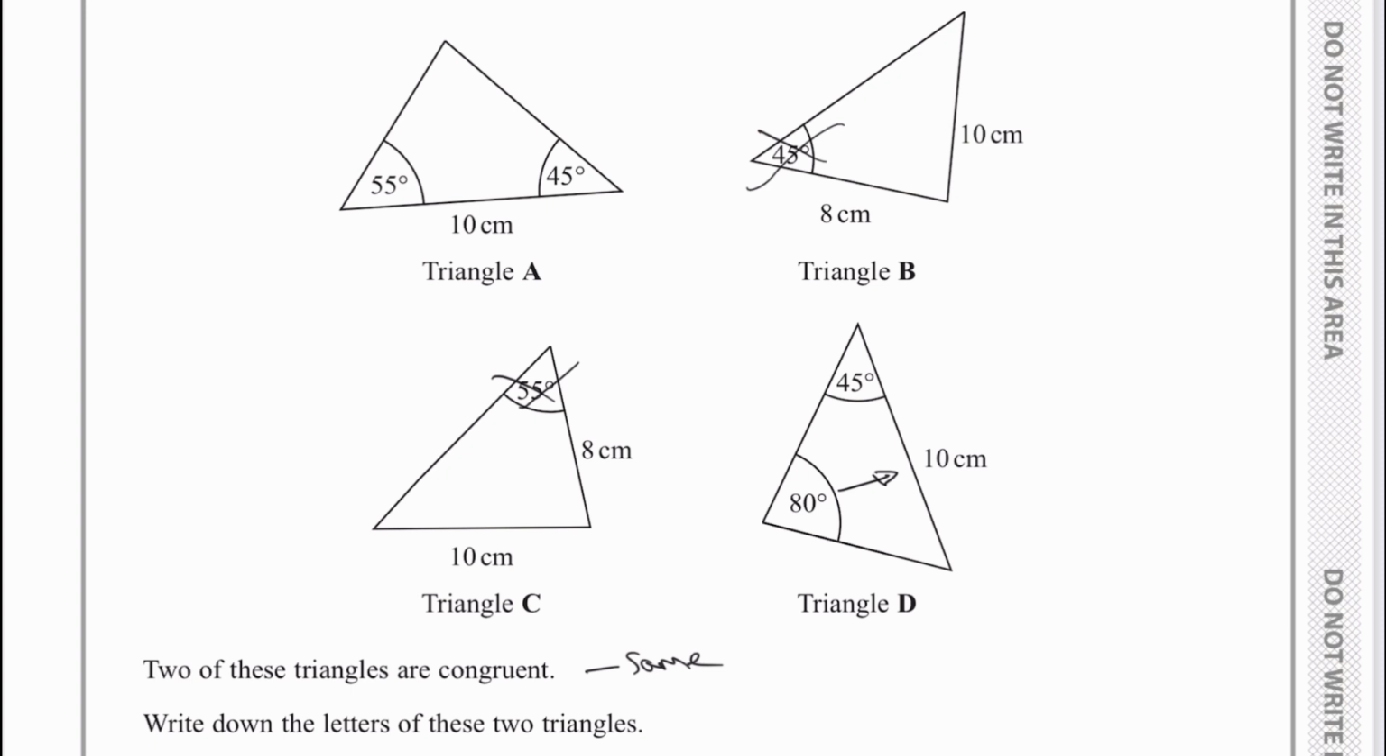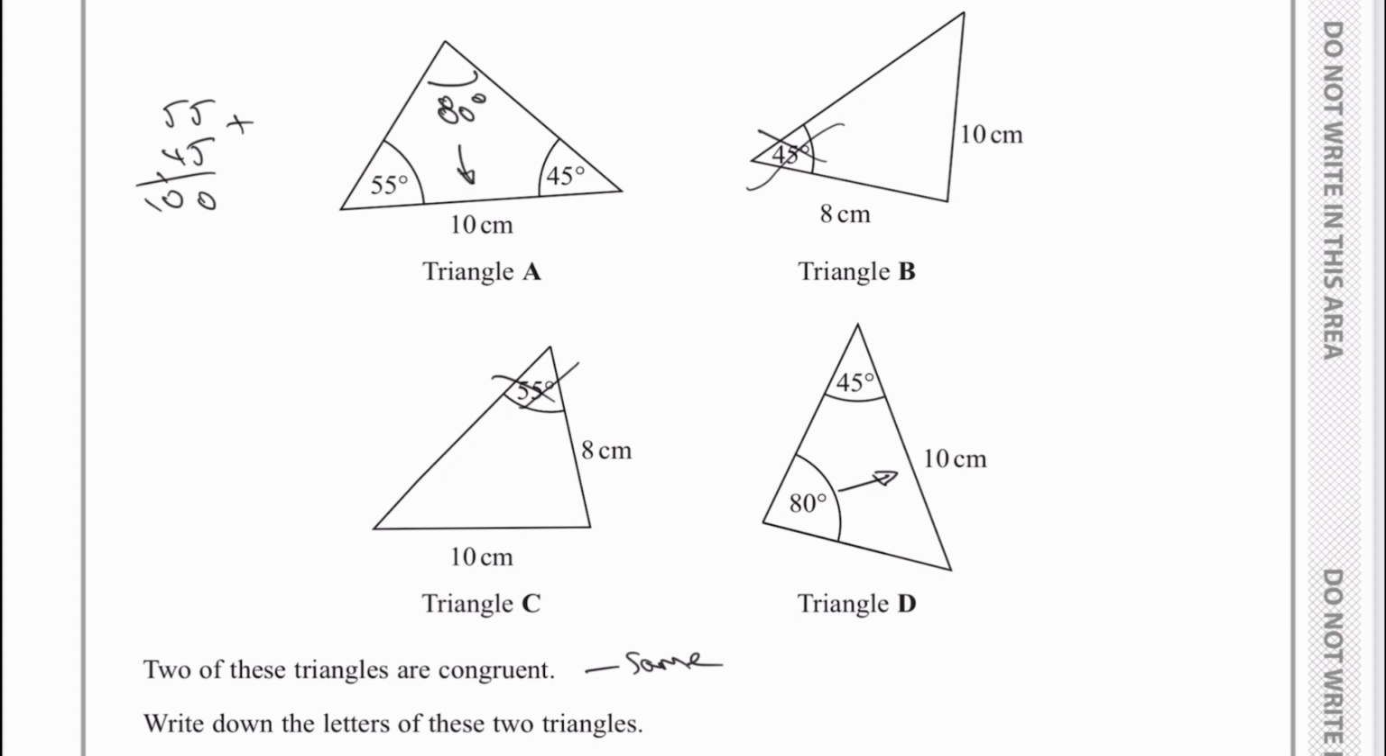I'm guessing that if I do 55 plus 45, what am I actually going to get with that? Well, I'm going to get 100, so therefore this must be 80 degrees, which is opposite 10.